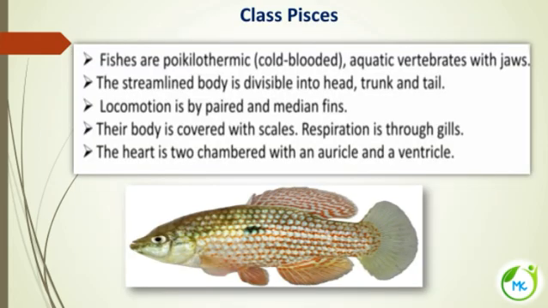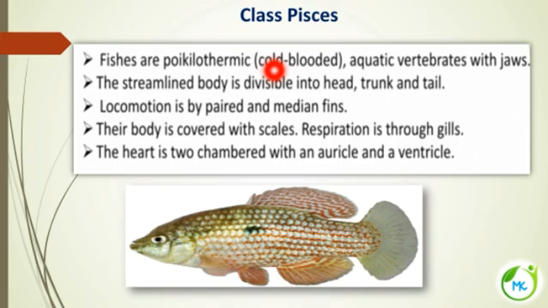So the class Pisces constitutes the fishes. The fishes are poikilothermic animals, meaning cold-blooded. That is, they are capable of changing their body temperature in accordance with the surrounding temperature. And they are aquatic vertebrates, found in water, and they have jaws, because the previous class we saw was jawless vertebrates. So jawless vertebrates are nothing but cyclostomes.